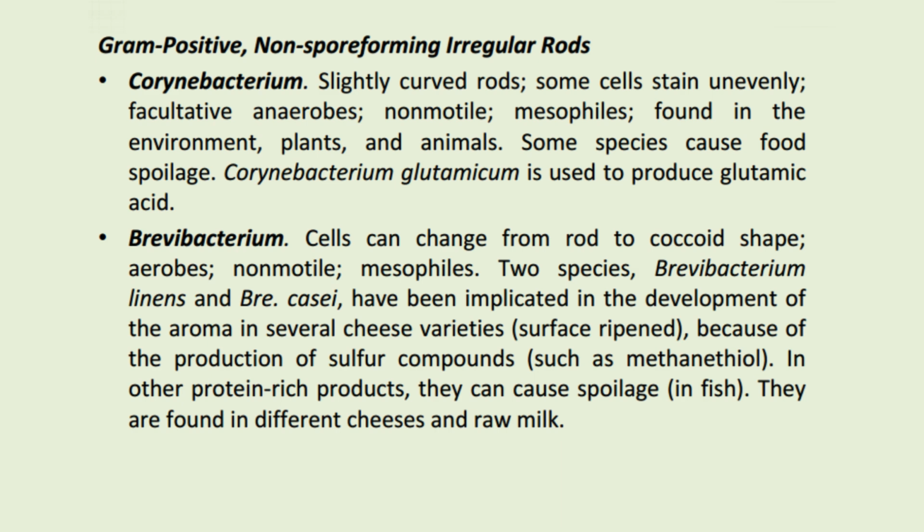Next is Brevibacterium. Their cells can change from rod to coccoid shape. They are aerobes and mesophiles. Two species, Brevibacterium linens and Brevibacterium epidermidis, are implicated in the development of aroma in several surface-ripened cheeses due to production of sulfur compounds. They can cause spoilage in other protein-rich products like fish.